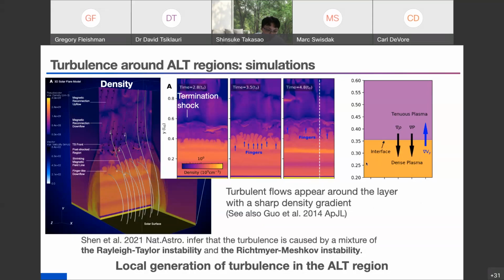And what is the origin of the turbulence? From the simulation they found that the turbulent flows appear around the layer with a sharp density gradient, around here. So they infer that the turbulence is caused by a mixture of the Rayleigh-Taylor type instability and the Richtmyer-Meshkov instability, which is driven by the passage of the shock wave through the density discontinuity.